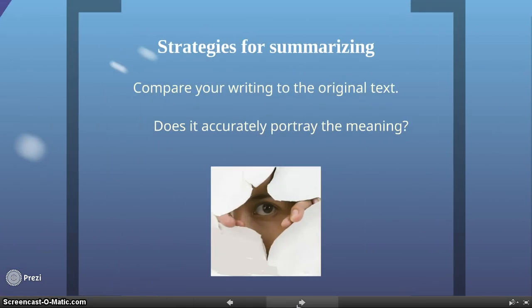And then after you've done all this writing, you want to compare this to the original text. Does it accurately portray the meaning, or did you miss something? Sometimes it does, sometimes it doesn't. If it does, excellent. If it doesn't and needs a little bit of work, that's when you can go back and maybe look back at your notes and make sure that you didn't miss a main point.